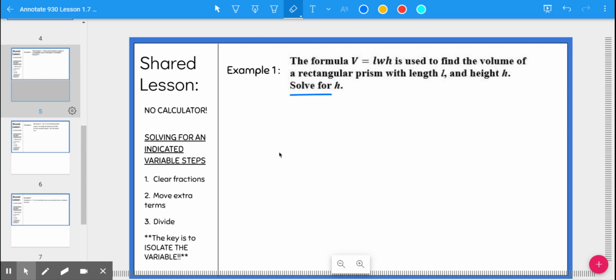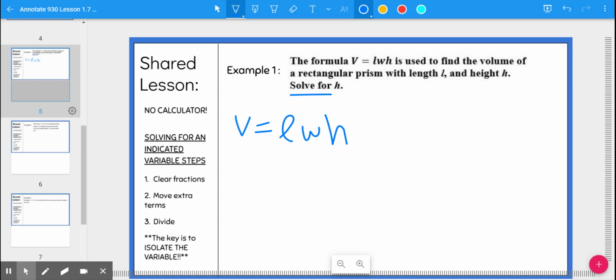Now, we always want to look to see if we can clear fractions. There aren't any fractions we need to clear here, but I am going to rewrite the formula. So I have V is equal to length times width times height. There we go. Okay, so we have V is equal to length times width times height. We don't have any fractions.